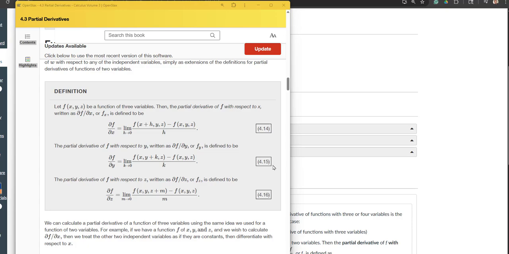So we can take partial derivatives of functions that have more than two variables. The problem is we can't visualize what that function looks like because it requires at least four-dimensional space to see the whole graph. However, we can still understand what the partial derivative is telling us and how to compute it.